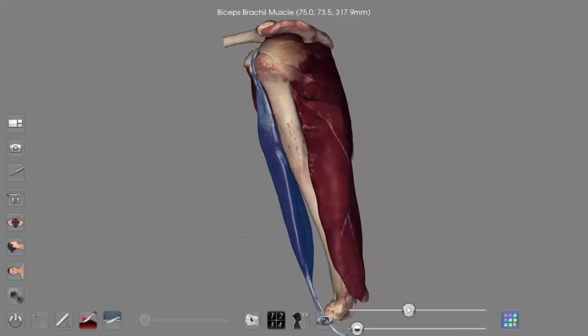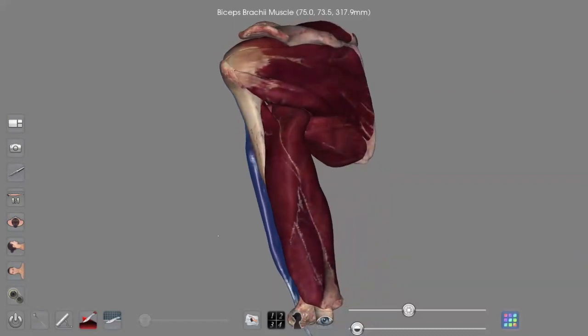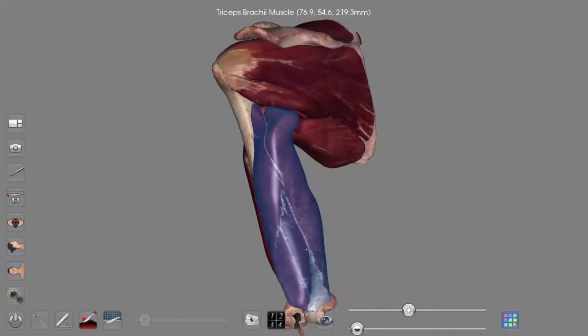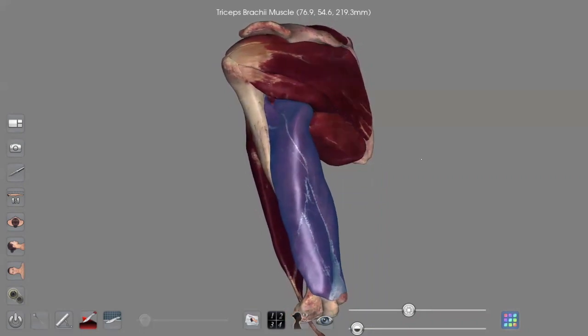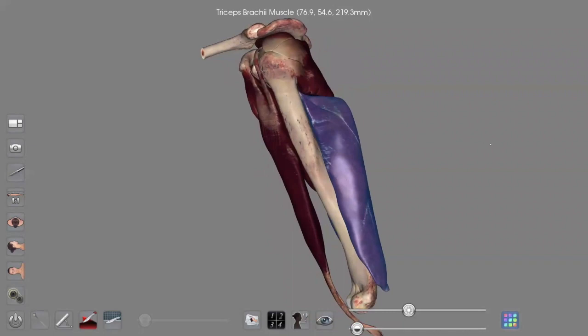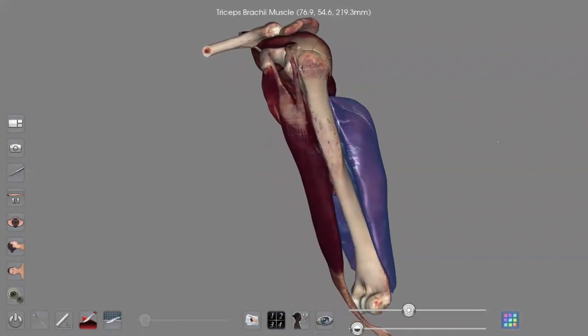Looking on the posterior aspect for our final muscle, we'll discuss in more detail at the elbow, but the triceps brachii. Although this assists with shoulder extension, it has much more important actions down at the elbow, and so we will discuss it at that point.